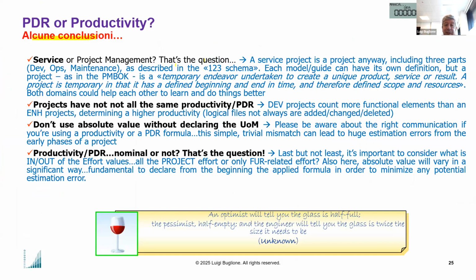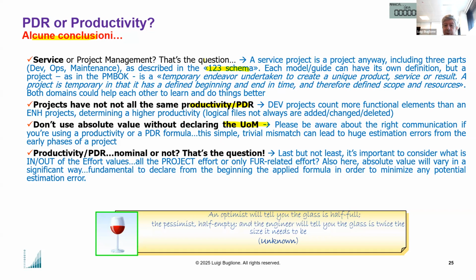So the conclusion: it's important to use not only the ABC schema, but also to understand, through the 1-2-3 schema, which kind of projects you are working with: development, operation, maintenance, and eventually which kind of maintenance type. It's important to distinguish, in a clear way in a contract and from a practical viewpoint, between what is productivity, its formula and unit of measure, and PDR.